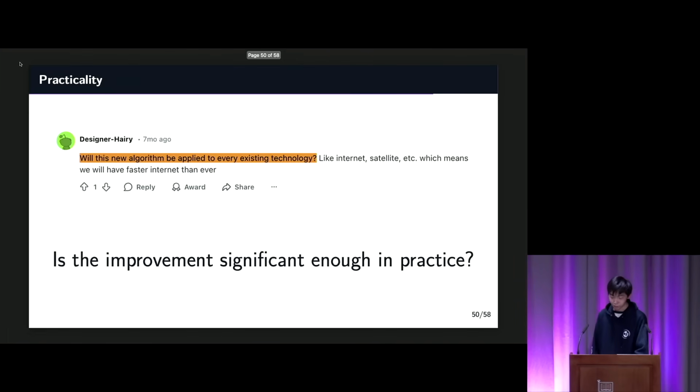I guess another question that people have in mind when a better shortest path algorithm comes up is that, are we now expected to know this algorithm in our next job interview, for example? Or will this new algorithm be applied to every existing technology? Is the improvement significant enough in practice?